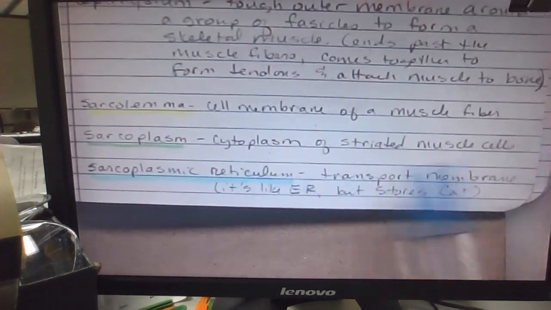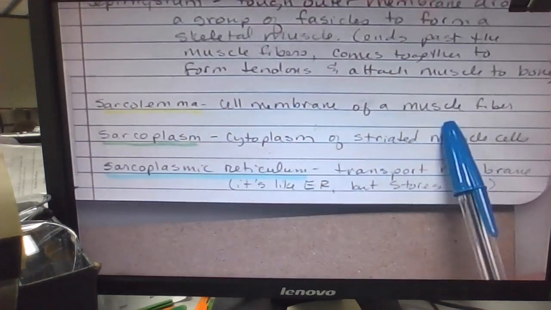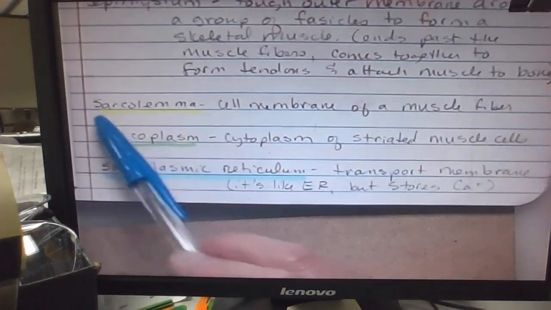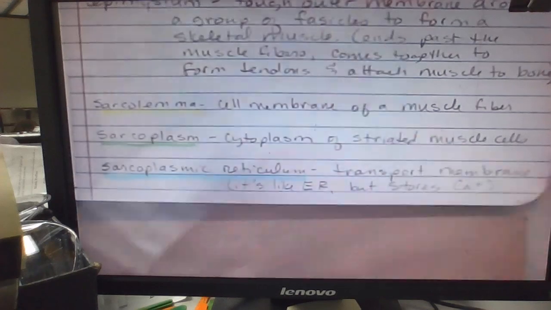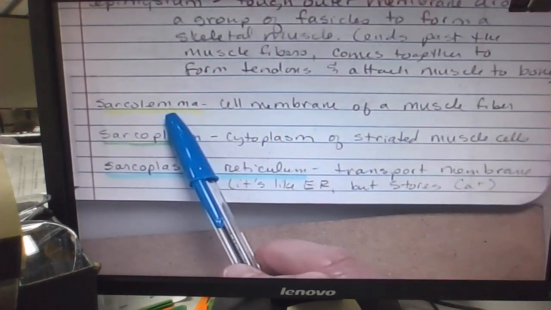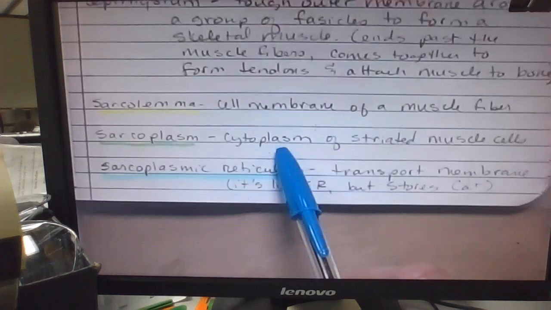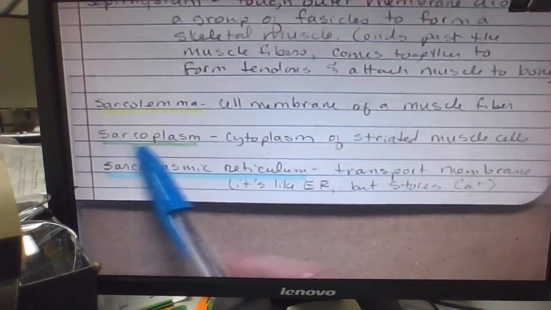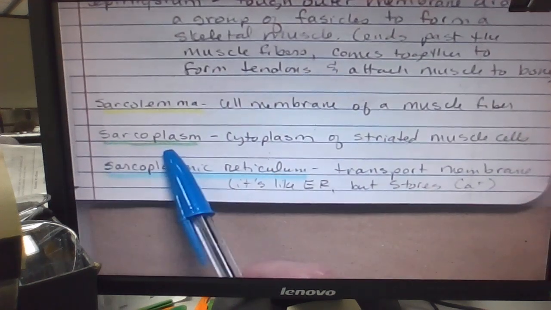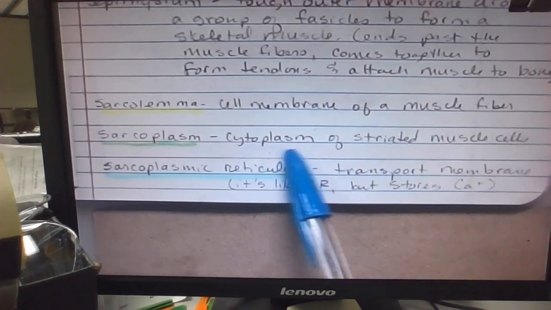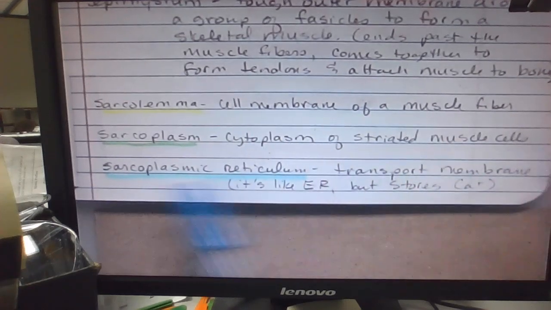The sarcolemma is a cell membrane specifically for the muscle fiber. All cells have a cell membrane, but it's called a sarcolemma when we're talking about a muscle fiber. Sarcoplasm is cytoplasm. All cells have cytoplasm, but when it's a muscle cell, it's called sarcoplasm. It's the cytoplasm of striated muscle cells.